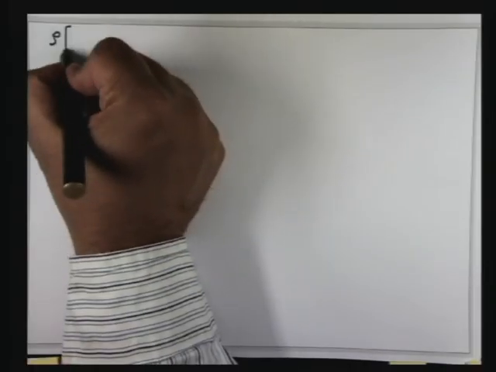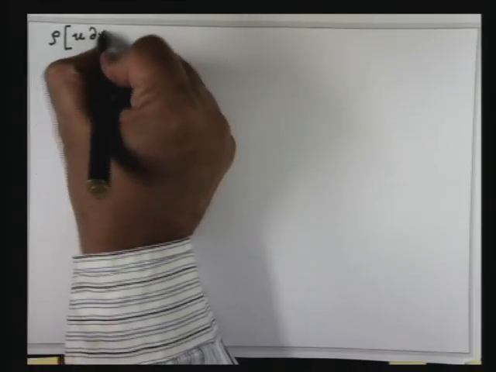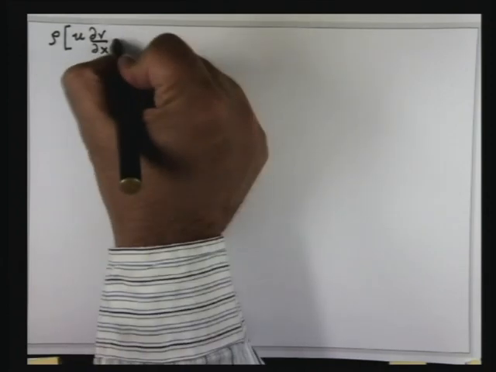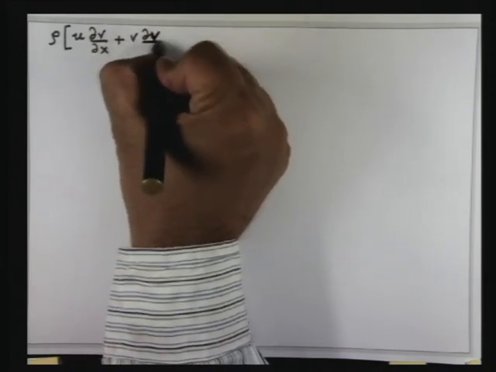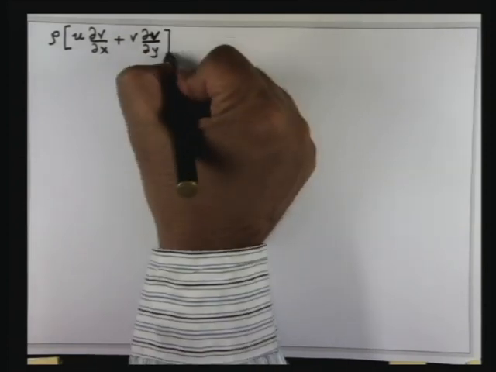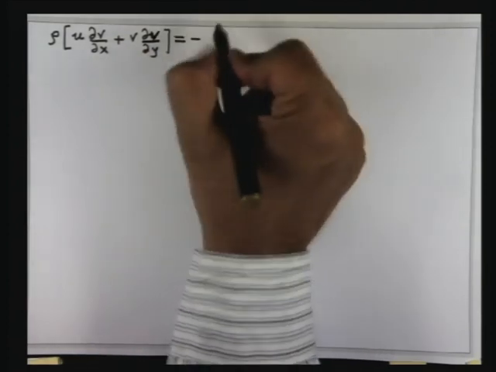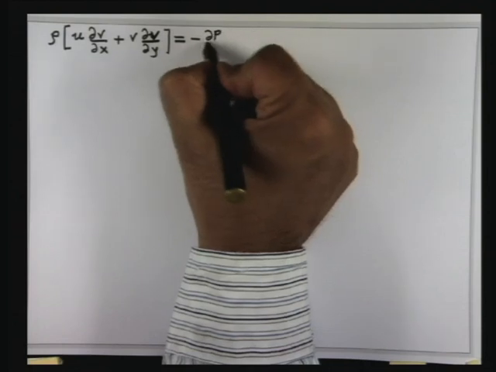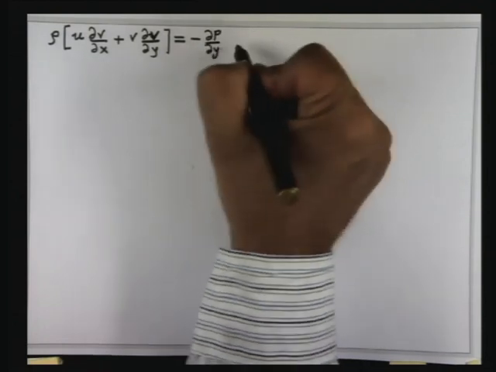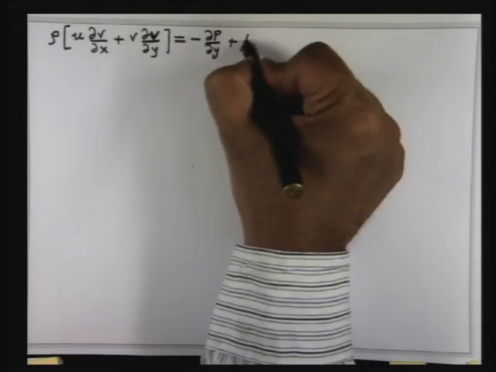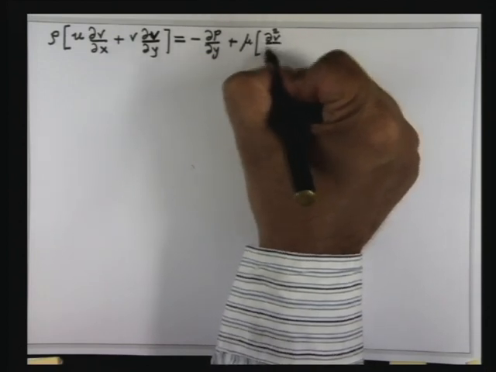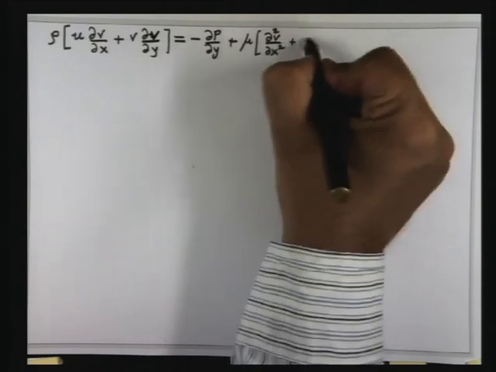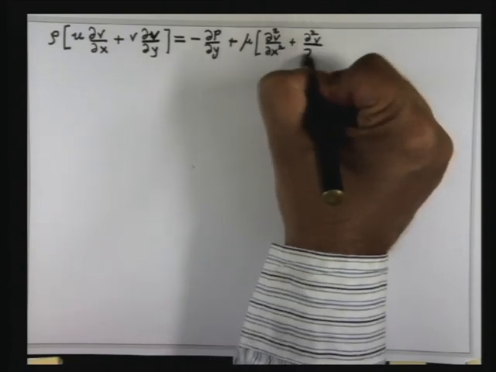So the y momentum equation was rho into u del v del x plus v into del v del y equal to minus del p del y plus mu into del 2v del x squared plus del 2v del y squared.